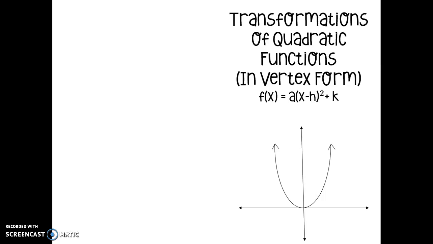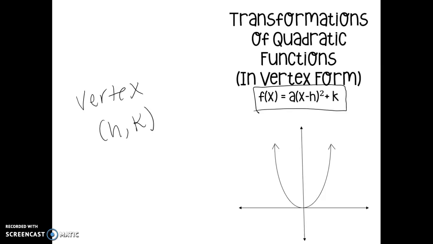In our last video, we talked about identifying the vertex of different functions. So it's important to remember our vertex form: a times (x minus h) squared plus k. And our vertex is at (h, k). Vertex form can also tell us where graphs move, where graphs can transform.